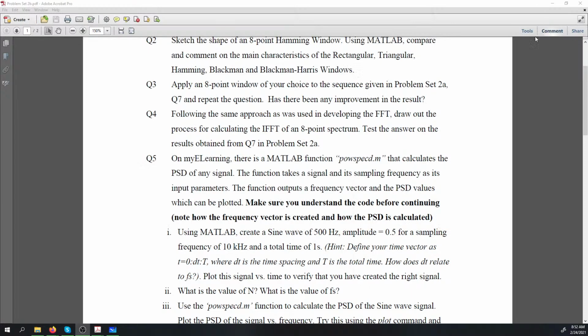Alright, that basically brings us to the end of question 3 here. Are there any particular questions regarding how we went about doing this?